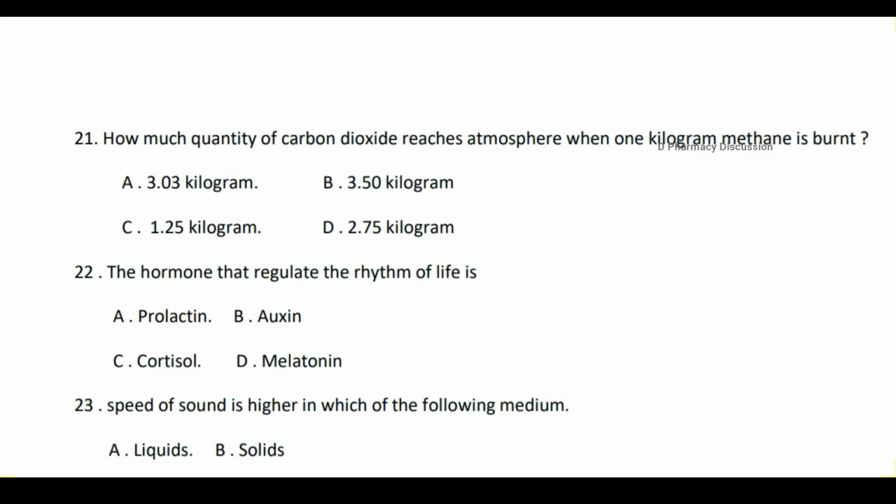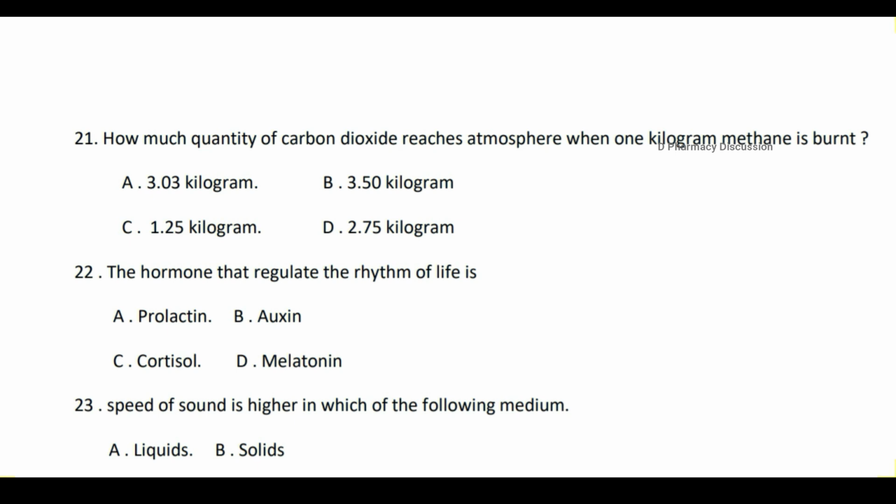Next category is general science. Question number 21. How much quantity of carbon dioxide reaches atmosphere when 1 kilogram methane is burned? Options are A. 3.03 kilogram, B. 3.50 kilogram, C. 1.25 kilogram and option D. 2.75 kilogram. Correct answer is option C, that is 1.25 kilogram.